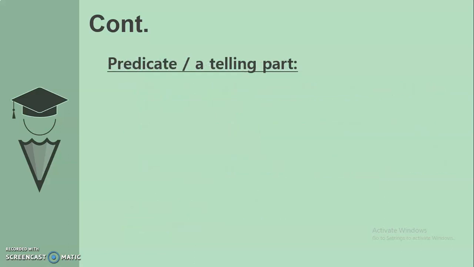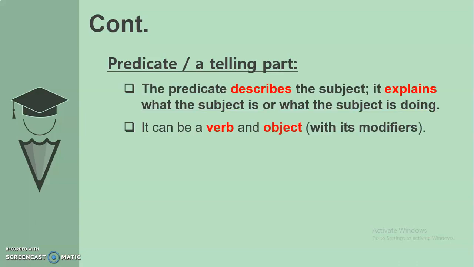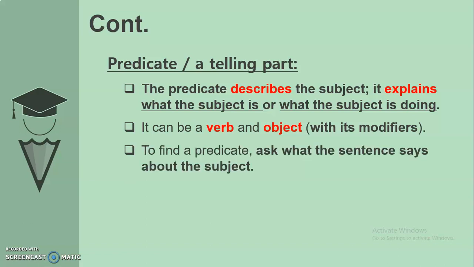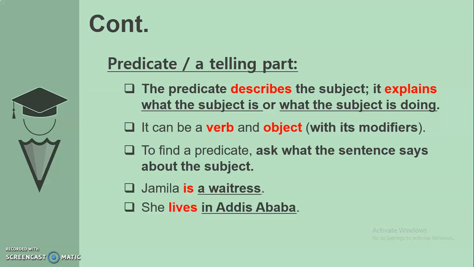It's sometimes called the telling part. This means the predicate describes the subject. It explains what the subject is or what the subject is doing. It can be a verb and an object with any modifiers. So if you are asked to find a predicate, just ask yourself what the sentence says about the subject.